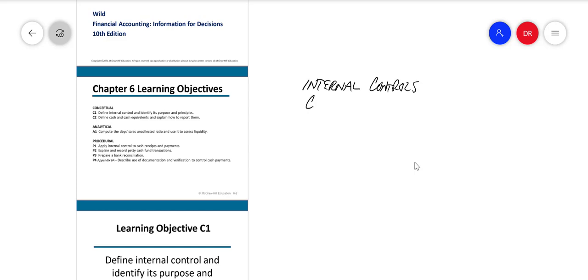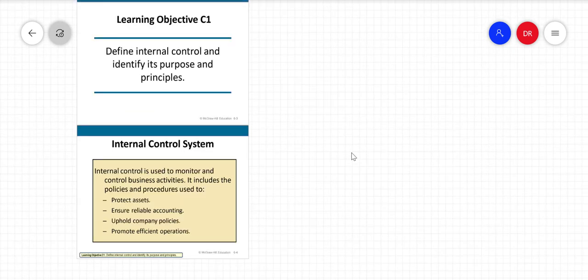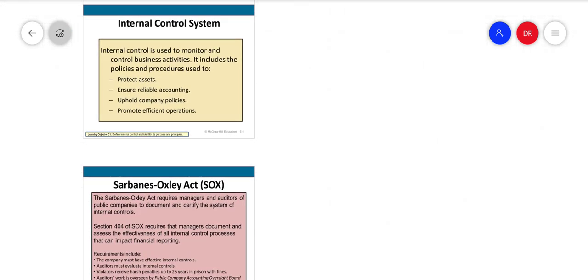And then we're also going to look at cash and how we account for it and cash equivalents. So we have cash and cash equivalents. When we look at our income statement or our balance sheet, we're going to call it cash and cash equivalents. We're going to identify how we record those, and we're going to identify what internal controls are and how we put them into place, and how they protect the company's assets.